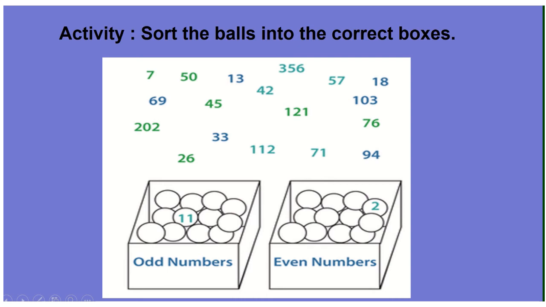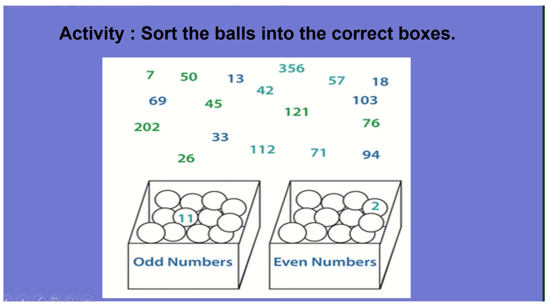All right, time is up. Let's reveal the answers. So we got 7. 7 is odd. 50 is even. 13 is odd. 356 is even. 57 is odd. 18 is even. 42 is even. 69 is odd. 45 is odd. 121 is odd.